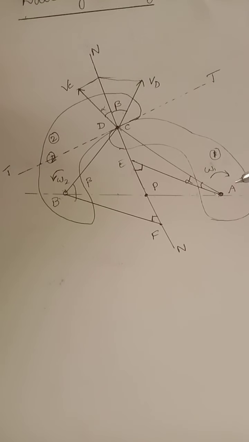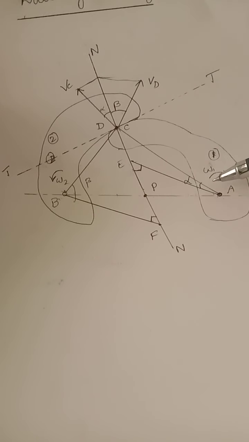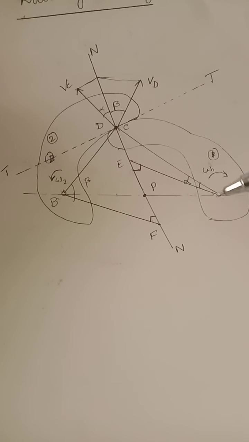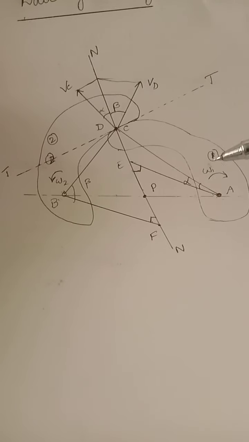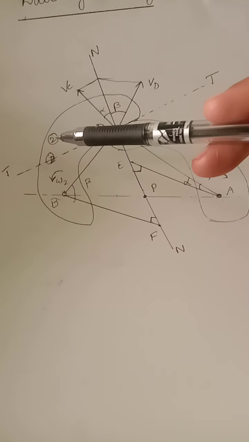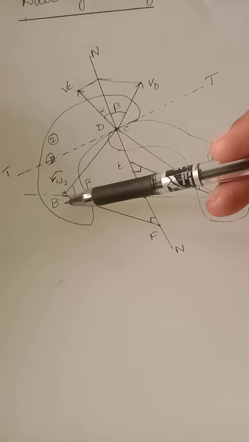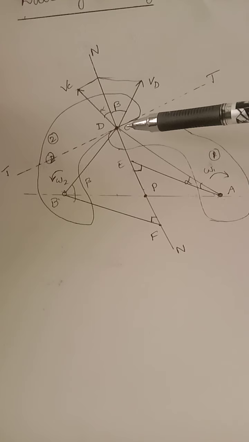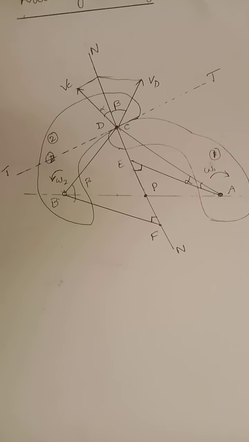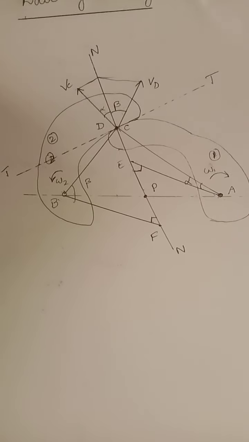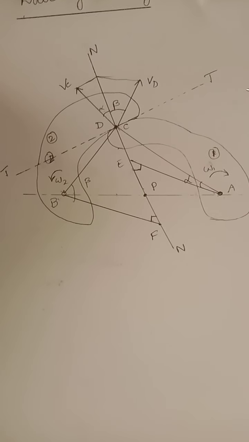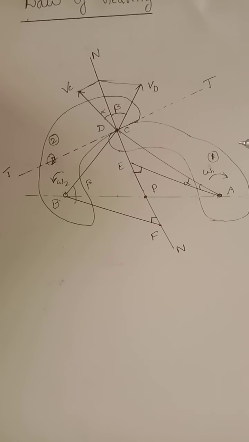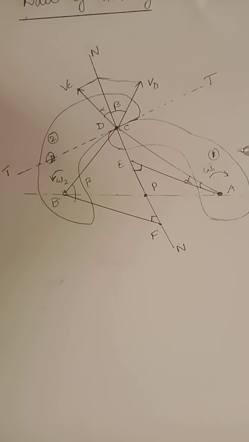Okay, now one more thing is that gear 1 is rotating with the angular velocity omega 1 in the clockwise direction, and gear 2 is rotating in the anti-clockwise direction with angular velocity omega 2. As I told you, C and D are the common points, and omega 1 and omega 2 are the angular velocities of gears 1 and 2.